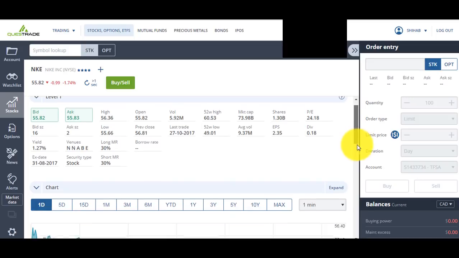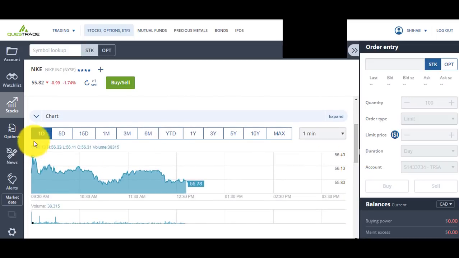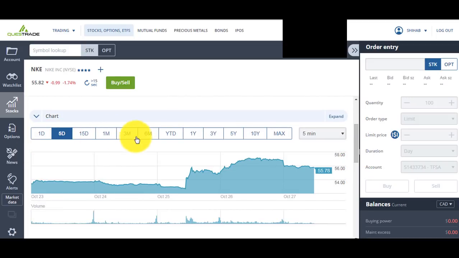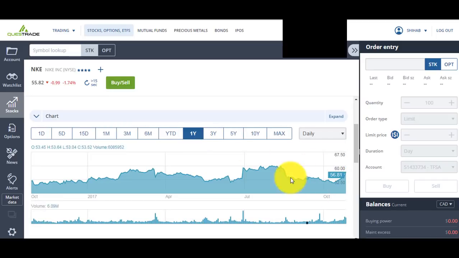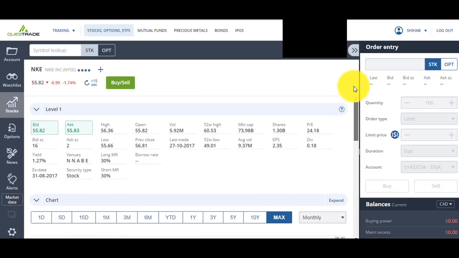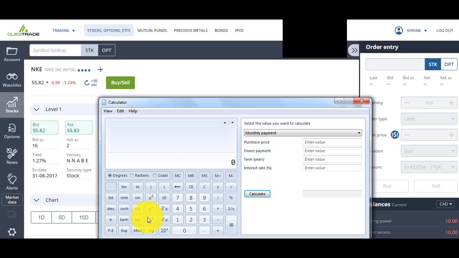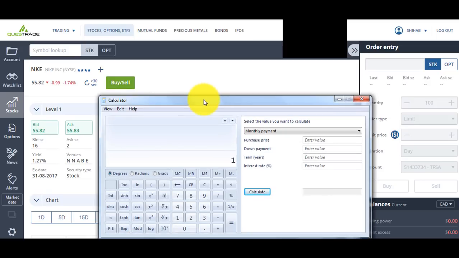And you have the chart at the bottom, so you could look at a 1-day chart, a 5-day chart, a 3-month chart, a 1-year chart, max. And if you decide to make an order, so let's say you have $1,000 in your account, and you want to use that $1,000 to buy Nike. First of all, you have to make sure it's in the right currency. So Nike's on the New York Stock Exchange, so it has to be US dollars. So let's say you have $1,000 US.